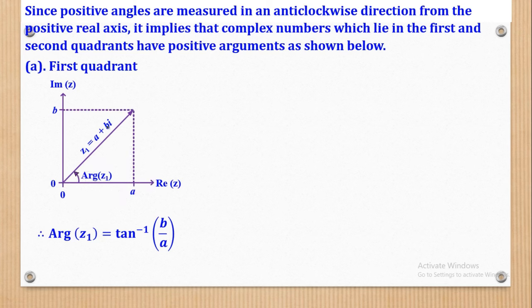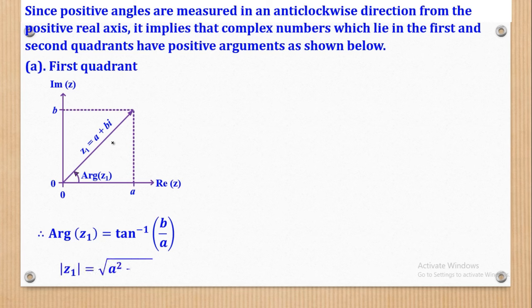So what does that mean? It means that it is a rule that always the argument or the angle will be arctan of the imaginary part over the real part. This is the imaginary part and this is the real part. So always remember that the numerator will be the imaginary part, and the denominator will be the real part. And this angle is positive because it is in an anti-clockwise direction.